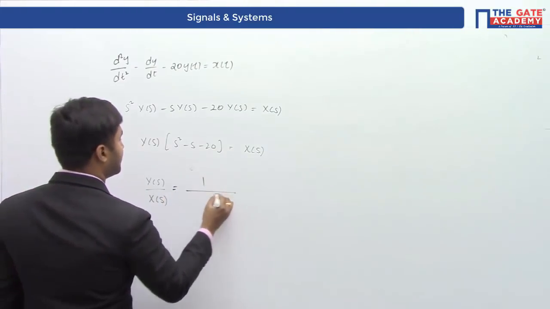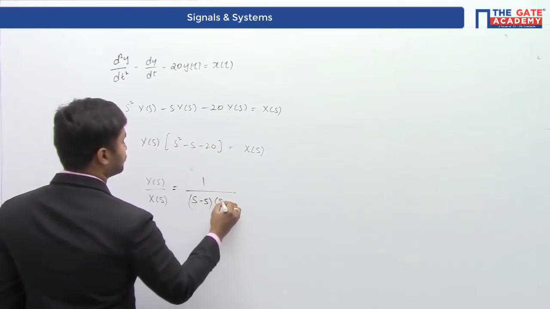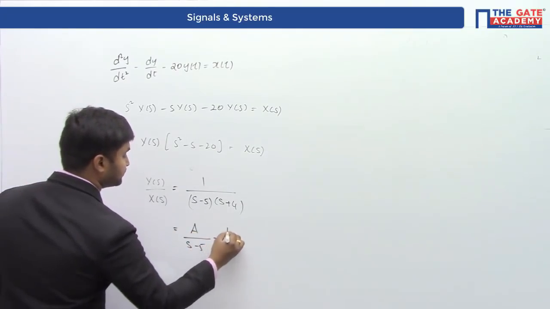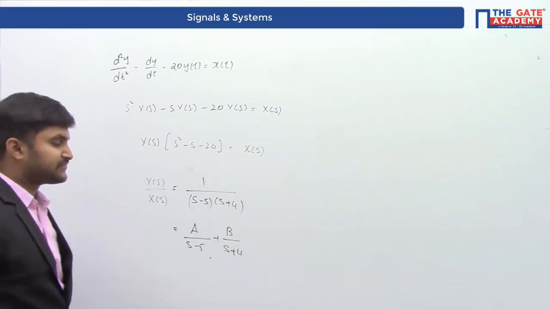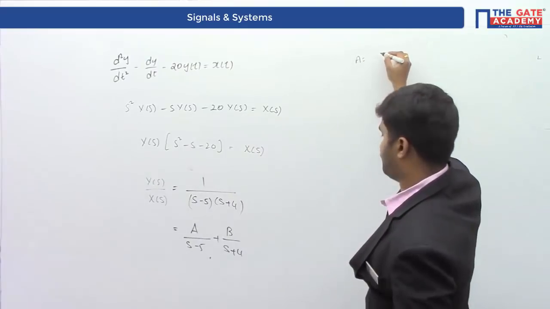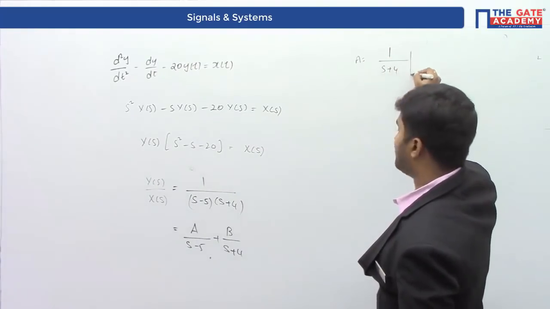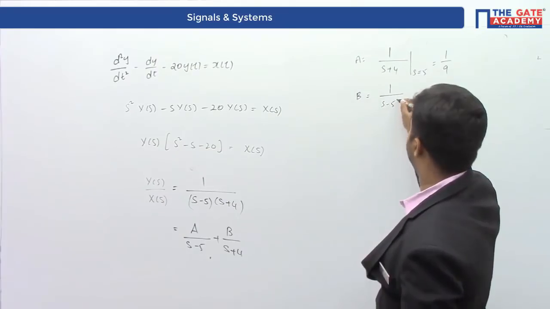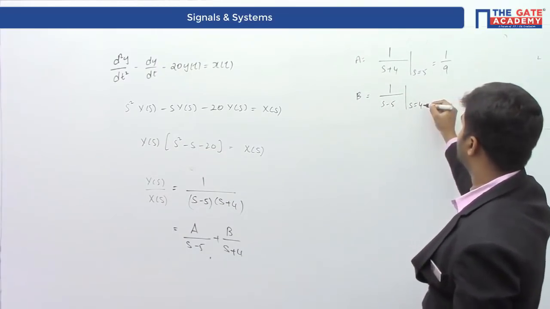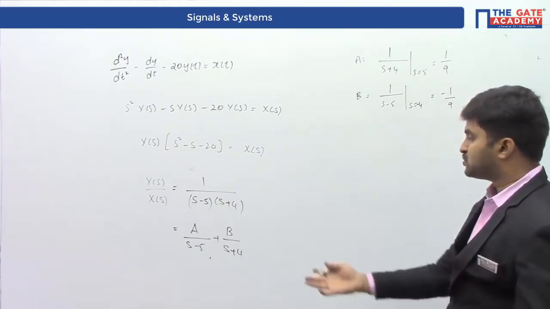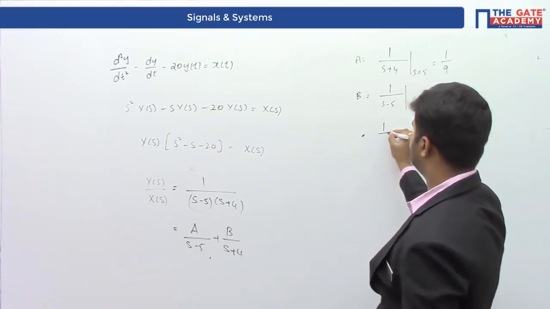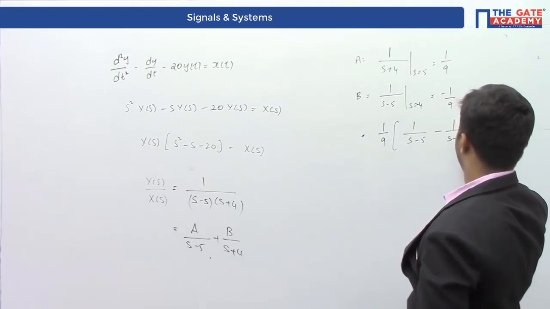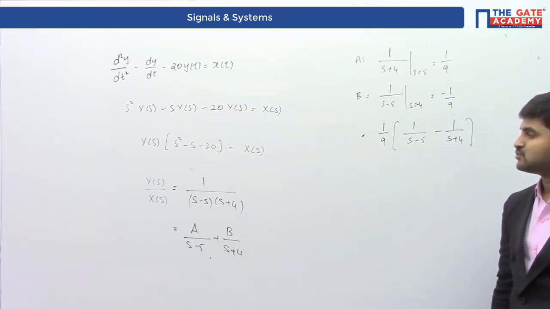So Y of s by X of s is going to be 1 by (s minus 5) into (s plus 4), which can be written as A by (s minus 5) plus B by (s plus 4). So let us find the values of A and B. A is equal to 1 by (s plus 4) for s is equal to 5, which is 1 by 9, and B is equal to 1 by (s minus 5) for s is equal to minus 4, which is minus 1 by 9. So we found the values of A and B to be 1 by 9 and minus 1 by 9. Therefore 1 by 9 into 1 by (s minus 5) minus 1 by (s plus 4). This is nothing but your H of s.